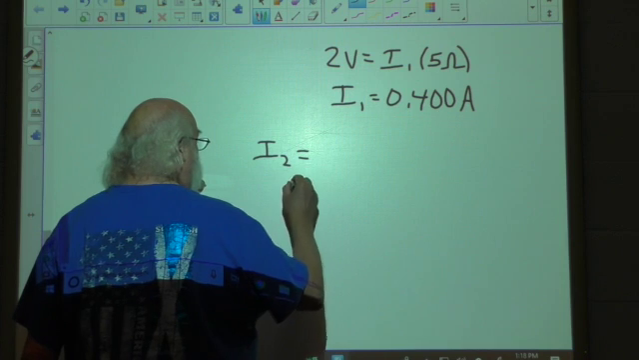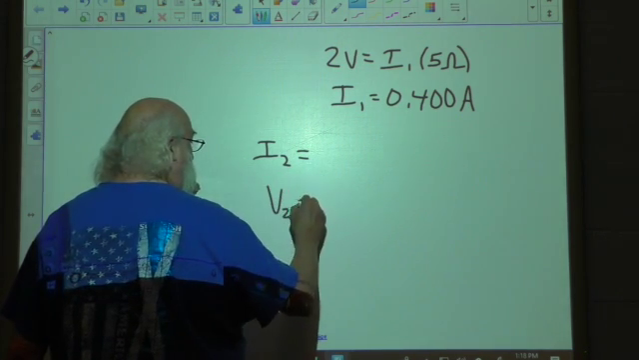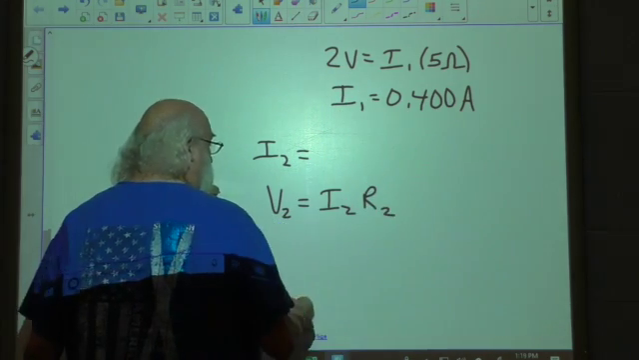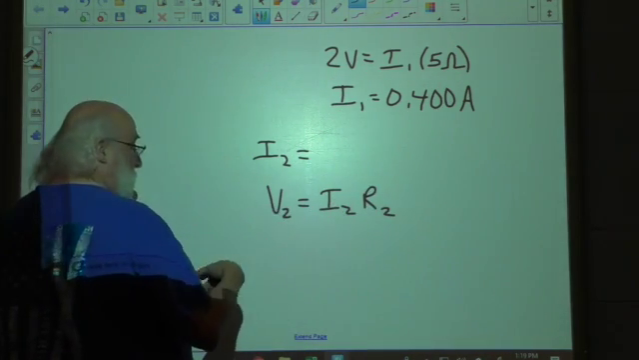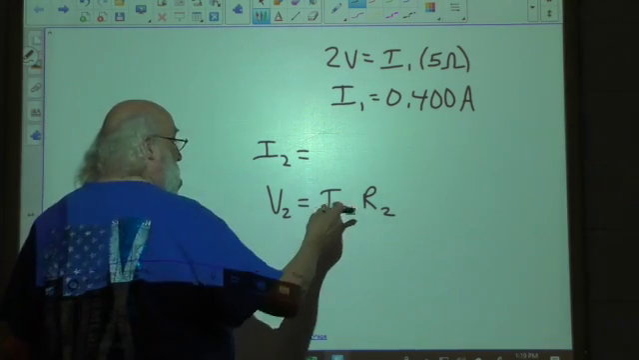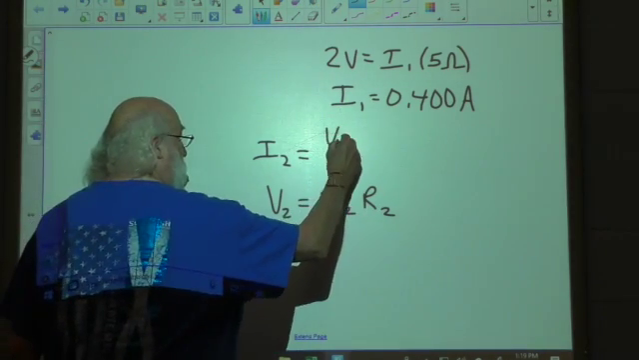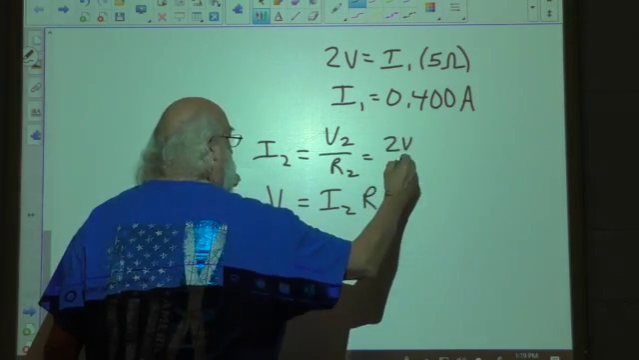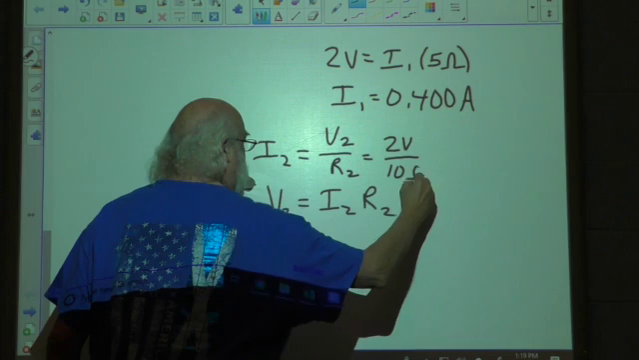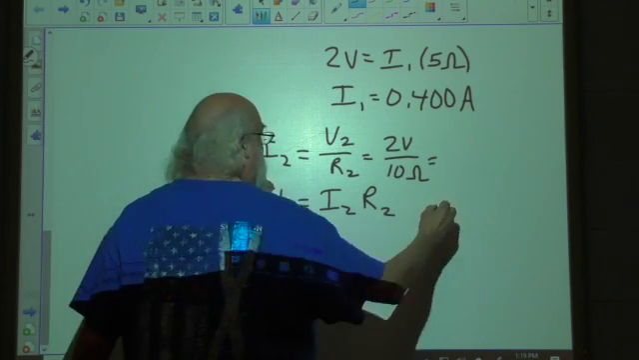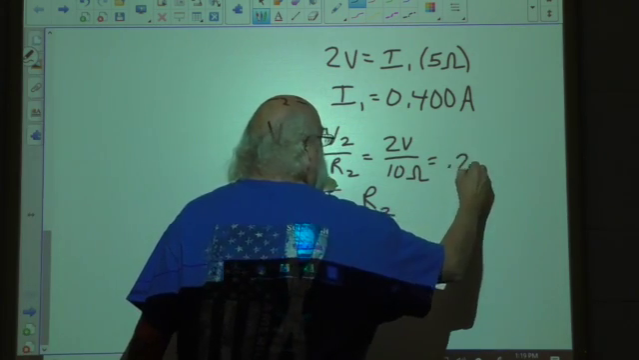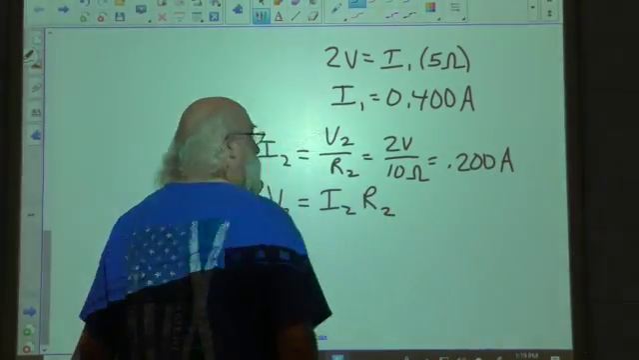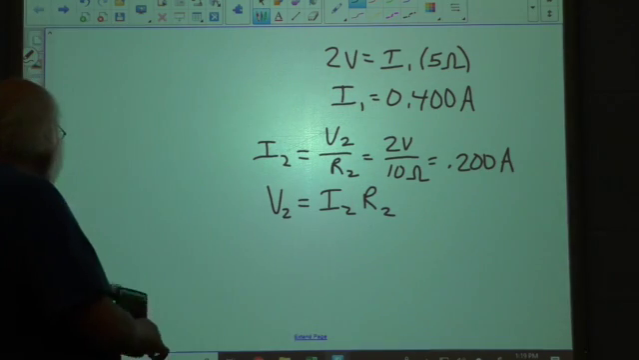we can get it from V2 equals I2 times R2. Or if I rewrite this, and that's probably the better way of doing this, I can divide by R2. This is going to be V2 over R2. So it's 2 volts over 10 ohms. And that gives me 0.200 amps.